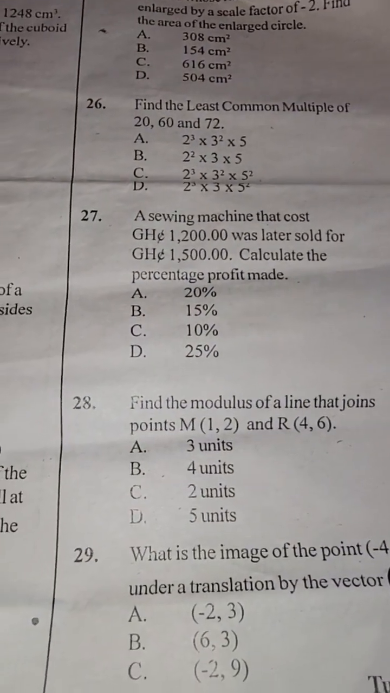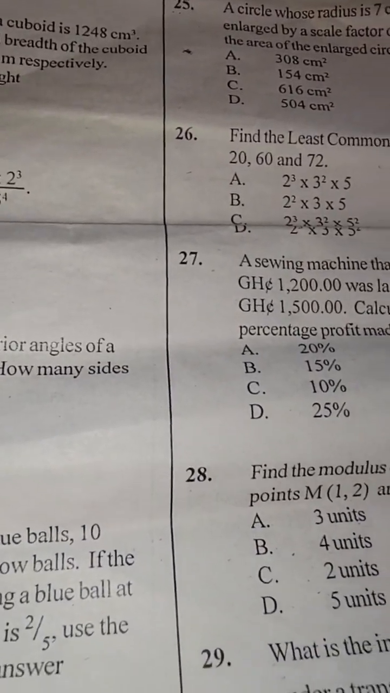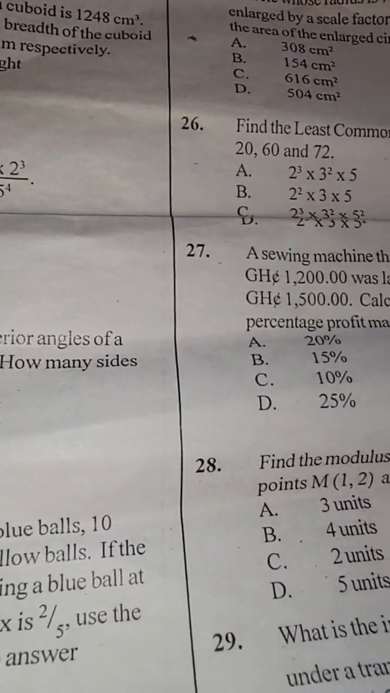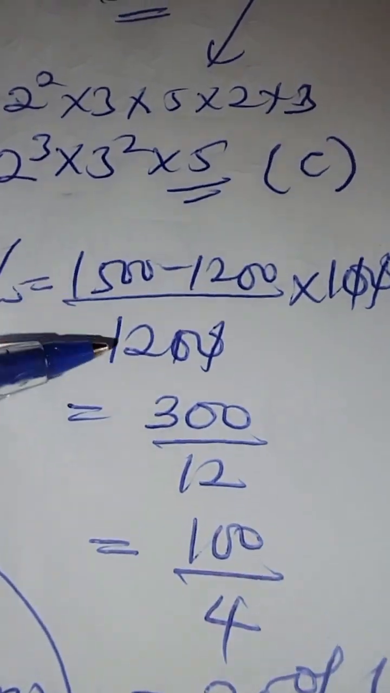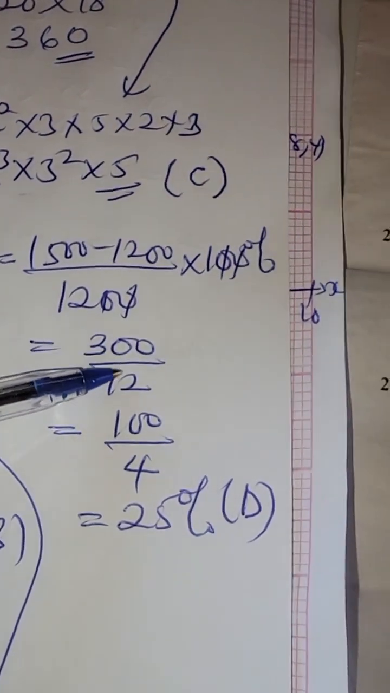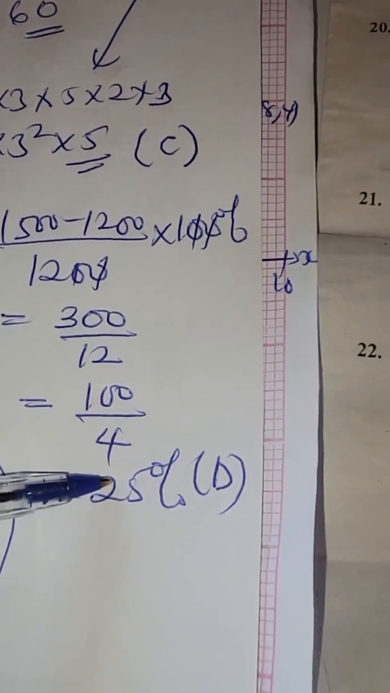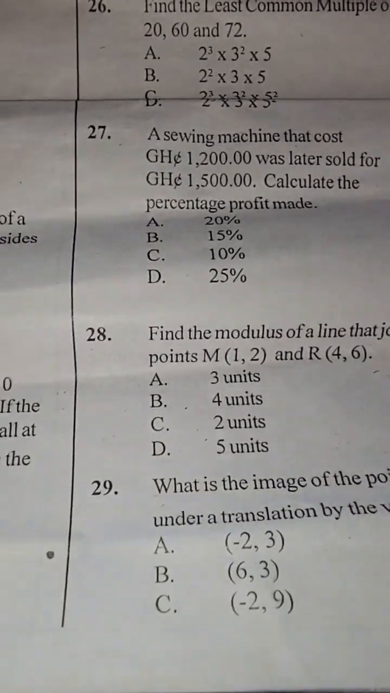27. A sewing machine that costs 1,002 was sold at 1,005. So profit is SP minus CP, 300 out of 1,002 times 100%. So 300 out of 12. That's 3 here for 300, 25%.